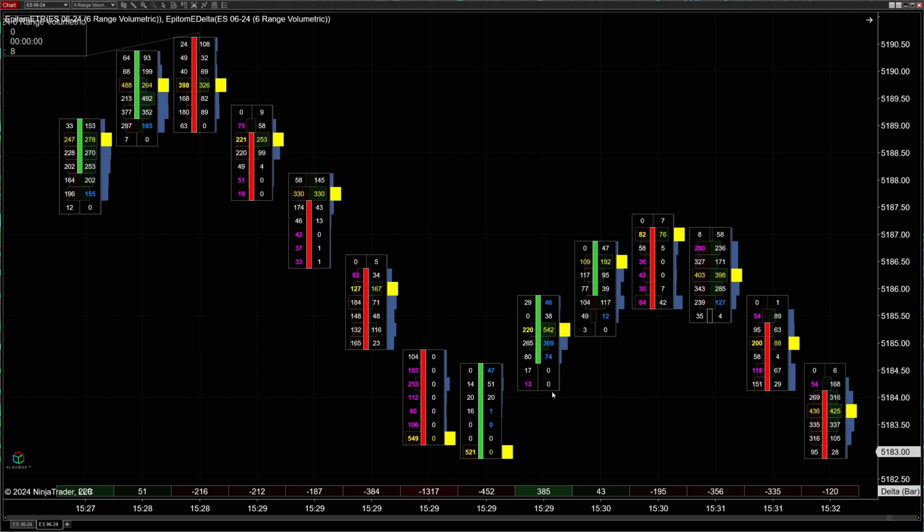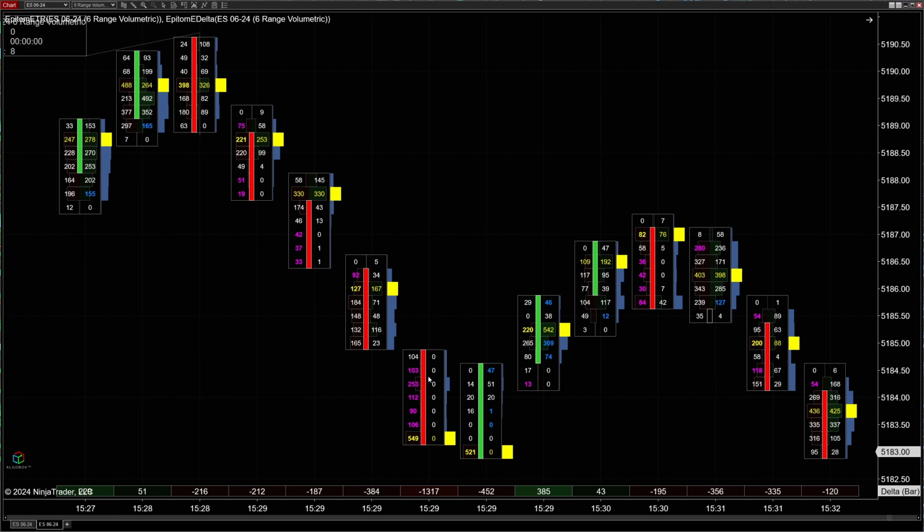Then the next candle, plus 385. Right here above this candle, we can look to go long on the very next candle. Now, does this produce a big gain? No, it ends up being a loser. And like I said moments ago, not every trade is going to work out. But also look down here, we had stacked sell imbalances right here.